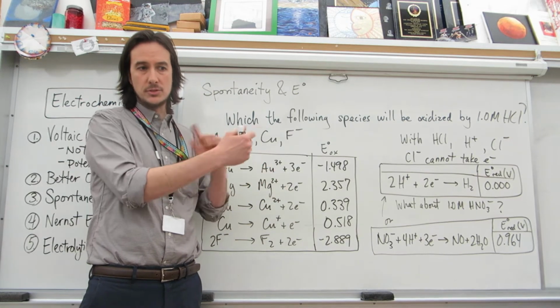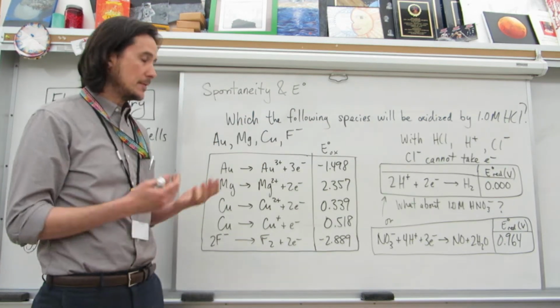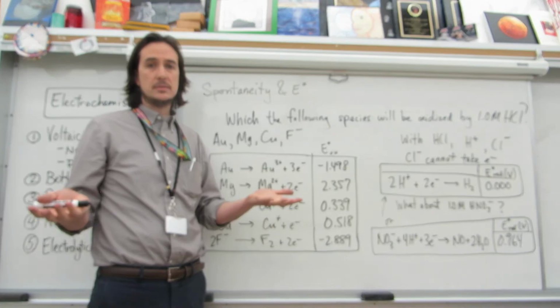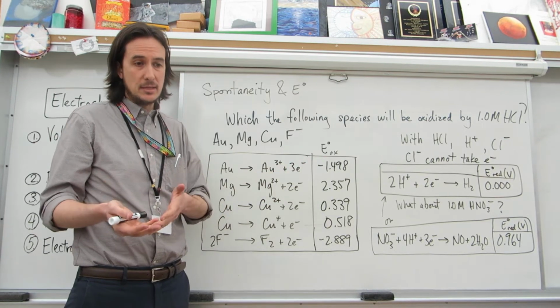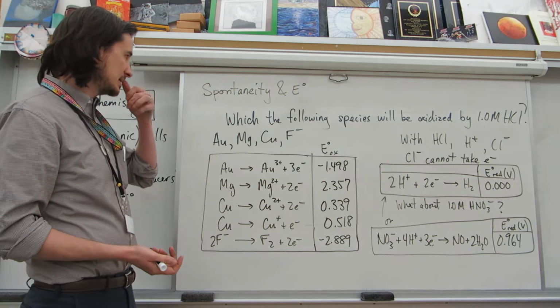For the oxidation, you're just taking the value on the chart and reversing it. If the value is positive, it's spontaneous. That's it. If the value is negative, it's not spontaneous. So you might get a question like this sometime.